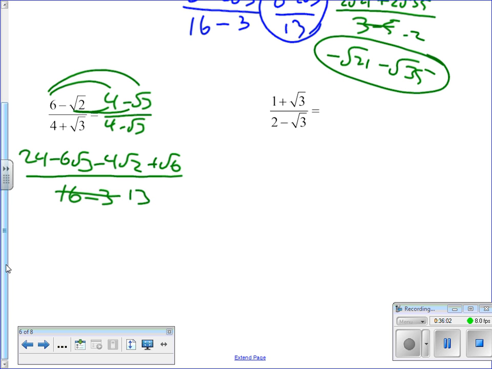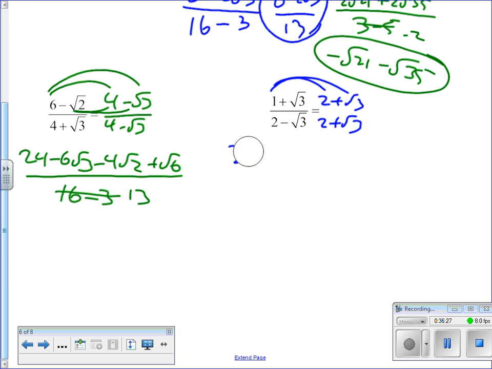Okay? Uno más. What do I multiply by? 2 plus root 3. Foil out the numerator. And this one actually is going to simplify kind of nice, I think, when we're done. 1 times 2 root 3. 1 times both of those gives me 2 plus root 3.